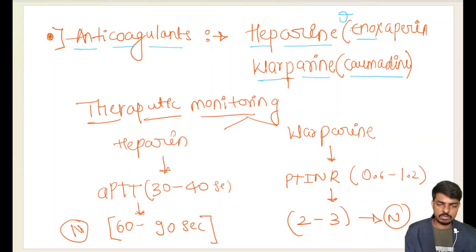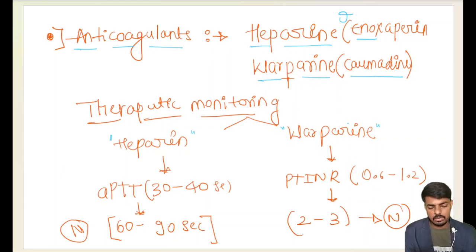So heparin and enoxaparin are the same. Warfarin and Coumadin are the same. Okay, very important. When we use heparin and warfarin, it is very important to monitor the therapeutic range of these drugs, because they have a very narrow therapeutic index.